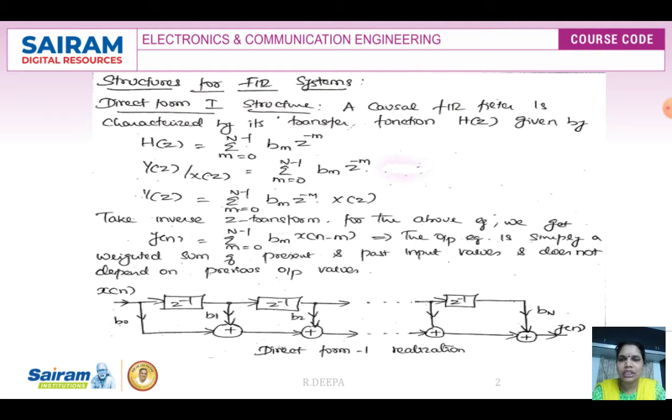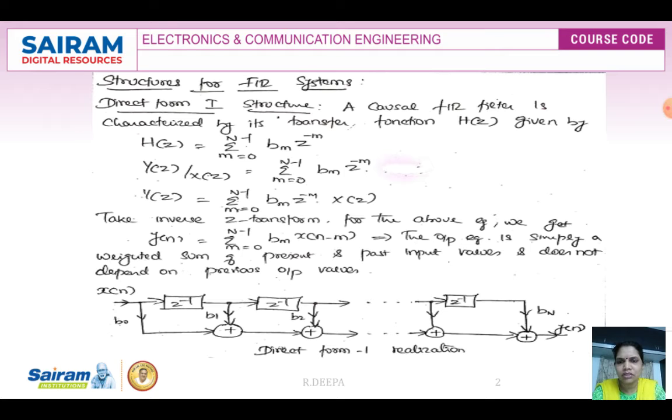Now in order to get the output equation, let us convert this z domain into time domain equation. For that let us take inverse z transform for the above equation. If you take inverse z transform, we'll get y of n is equal to summation m is equal to 0 to N minus 1 b_m. So inverse z transform of z power of minus m into X of z will be x of n minus m. So this particular equation is the output equation, which is just a weighted sum of the present and the past input values, and it does not depend on the previous output values. And this you can well understand by this equation.